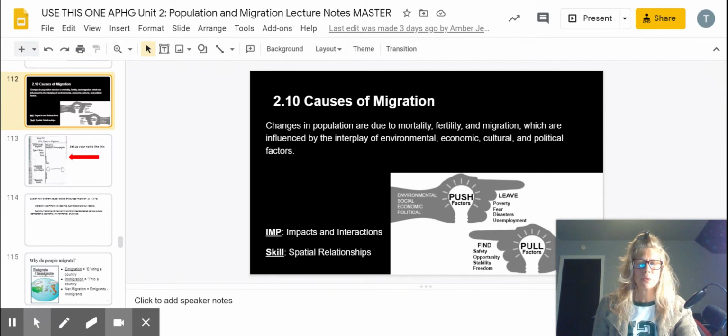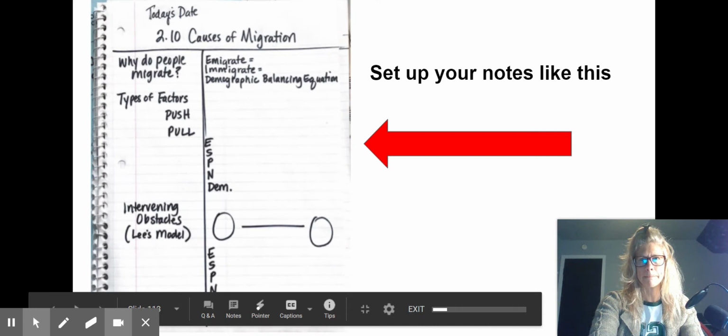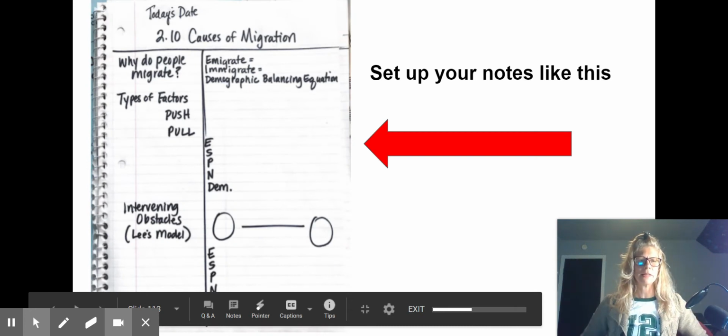So we're going to cover 2.10 standard, and that is going to be causes of migration. We'll go ahead and blow this up so you can get your notes ready. The big question that we are answering throughout this standard is, why do people migrate?